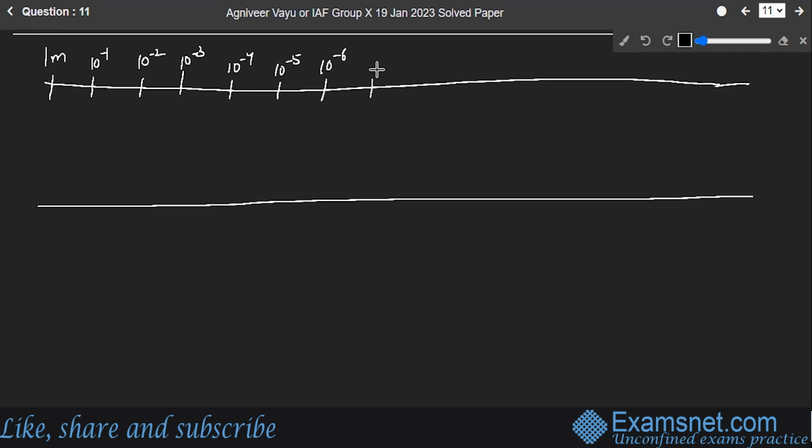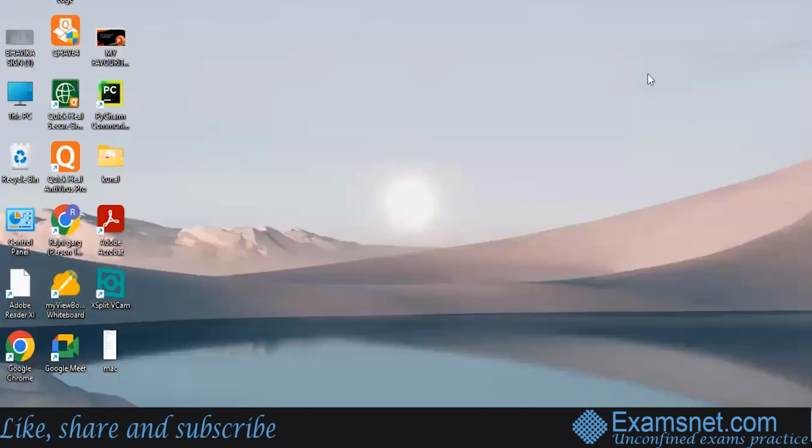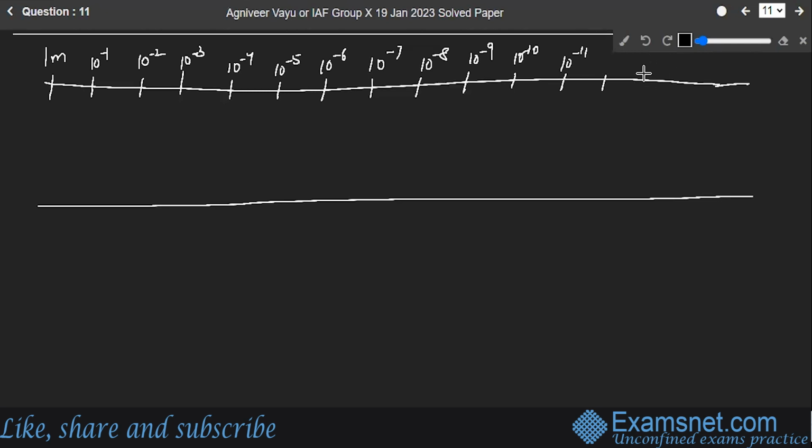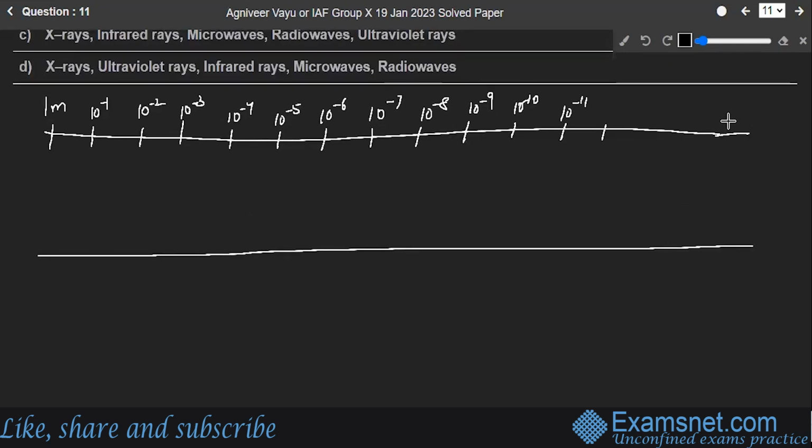minus 6, minus 7, minus 8, minus 9, minus 10, 10 raised to power minus 11, sorry, 10 raised to power minus 12, minus 13, and so on. Now this is decreasing wavelength, and if the wavelength is decreasing, that means the frequency is being increased.